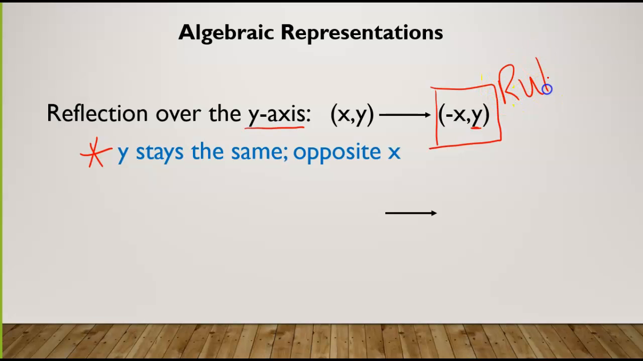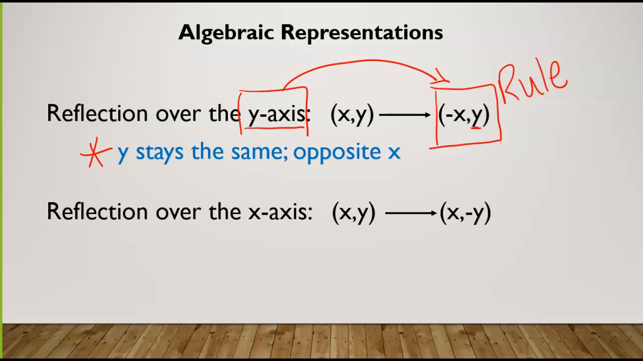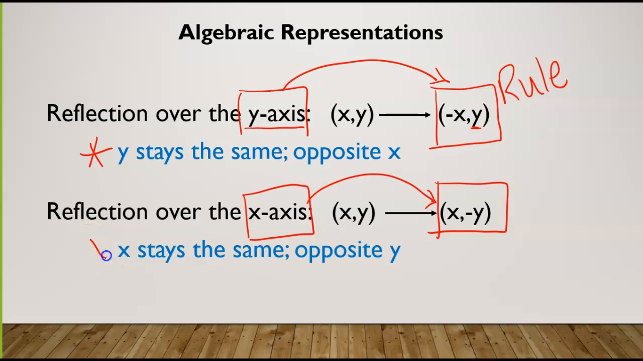Here are our rules. Over the y-axis, there's the rule. If you say its name, it stays the same. Y-axis, y stays the same. X becomes the opposite. Same thing if you are reflecting over the x-axis. Your rule tells you that x stays the same and y is the opposite.